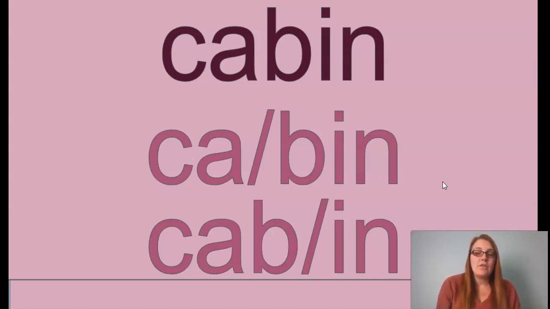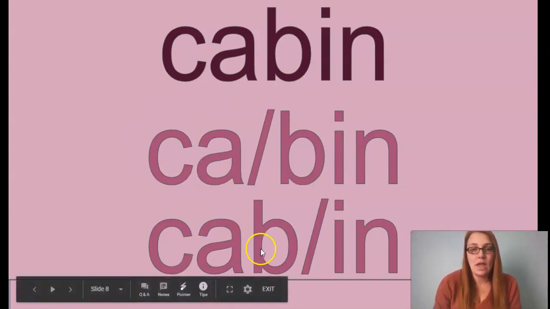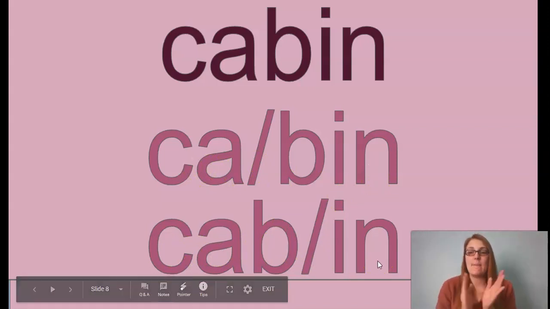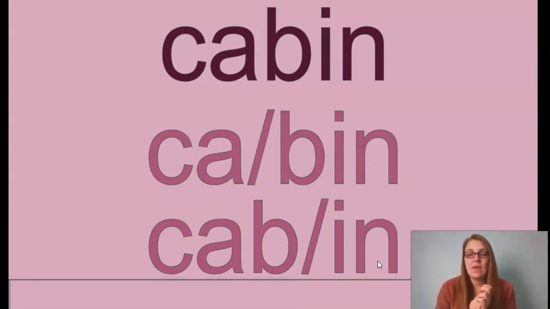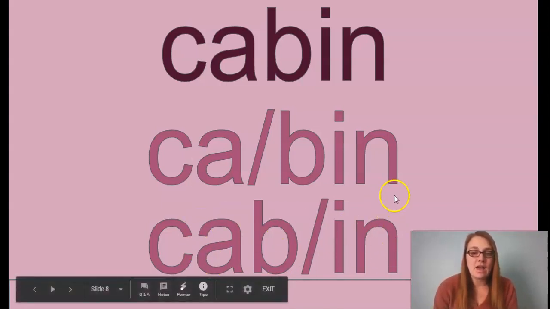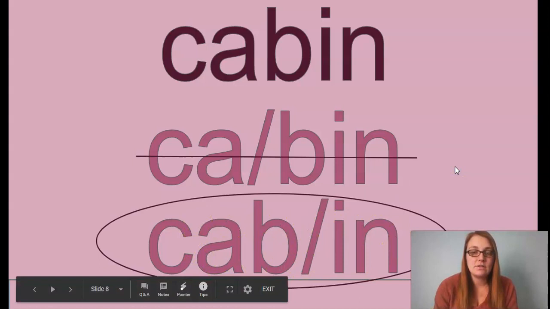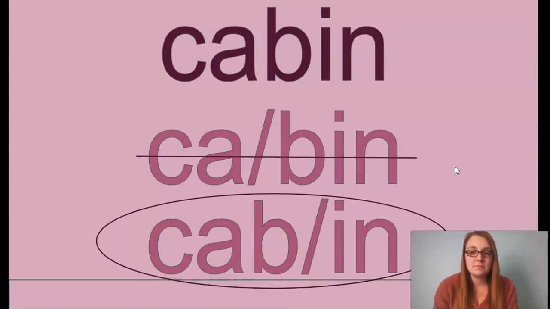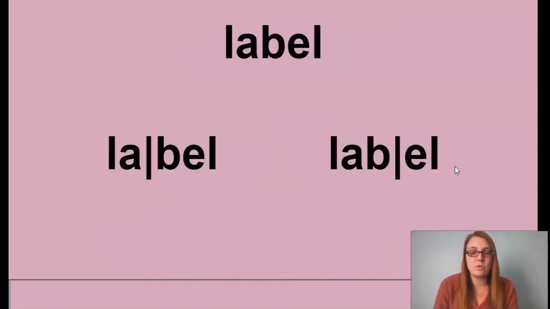So, on the screen, we have cabin. If it was broken up here, it would be ca-bin or cab-in. Cabin. The two syllables are cab, in, so it is a short A sound. We'll practice this on a few more slides.